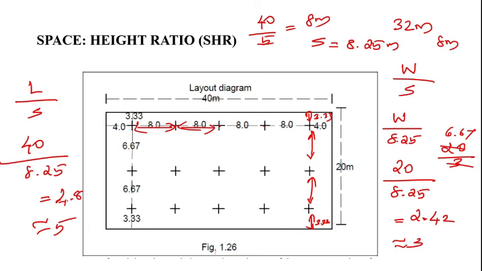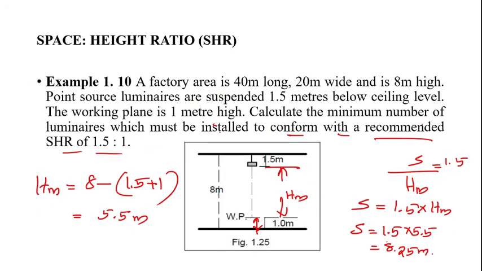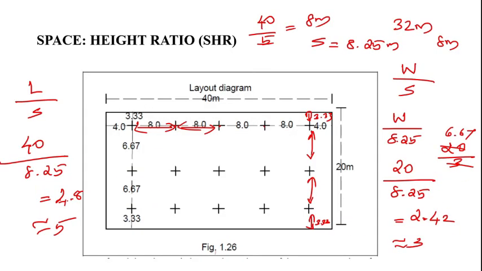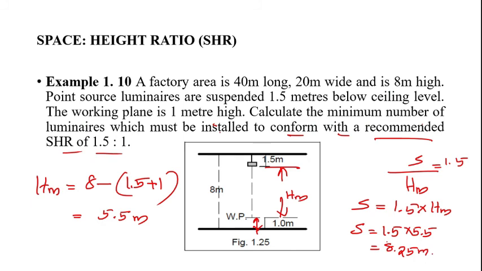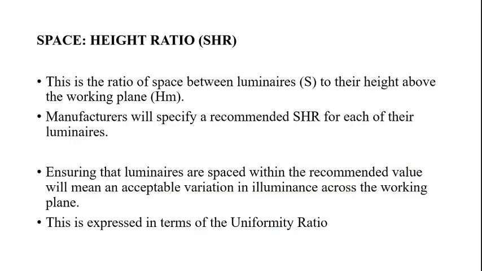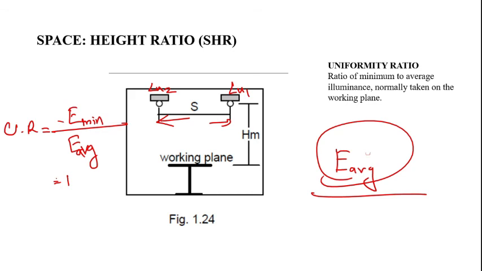So this is our example problem. With this we have understood the maintenance factor calculation, the utilization factor calculation, the factors affecting the utilization factor, then the space to height ratio, the factors affecting the space to height ratio, and how to calculate the SHR in interior lighting design. So thank you.